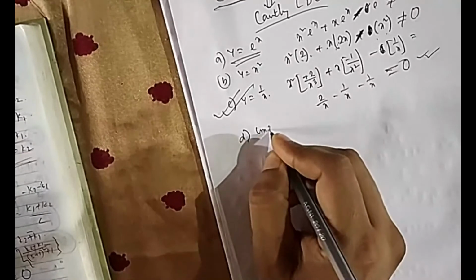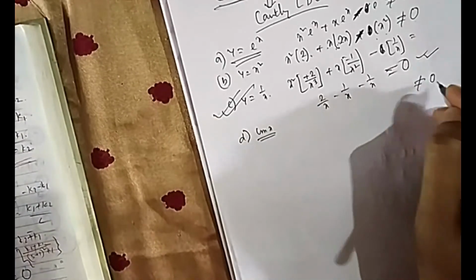No need to check the fourth one also, because if it is a single answer question, this is the answer. You can check with ln x also, but that will also not be true. So I am not showing this one, so this is the answer.